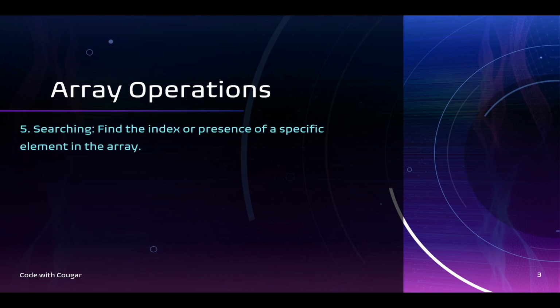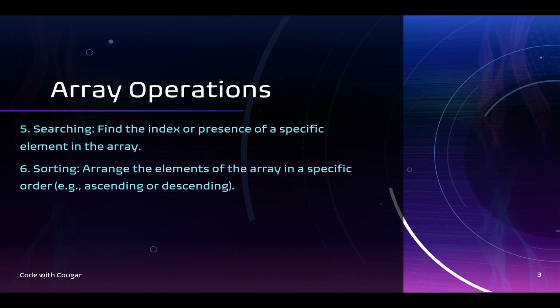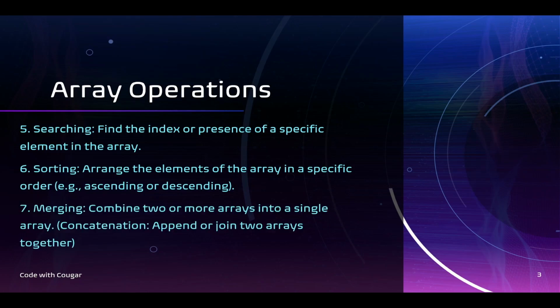And then we'll be talking about the searching operation on an array structure, and the sorting operation we can perform on array structures. Basically, by sorting, we mean arranging or rearranging the elements of an array in a specific order, for example ascending order or descending order. Then we'll be talking about merging or combining two or more arrays into a single array, also called concatenation of arrays, appending or joining two arrays together.